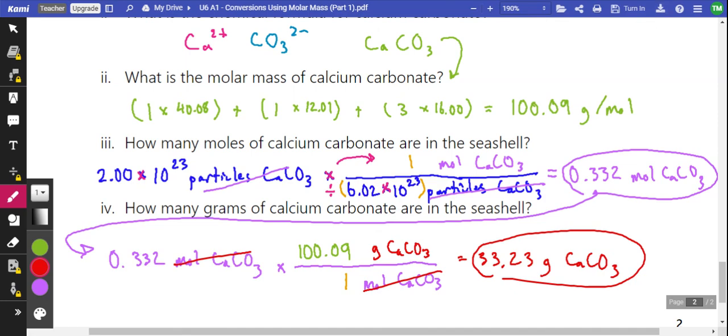Oh, and don't forget to be 1 with moles, and don't forget to use parentheses around your big nasty number, your 6.02 times 10 to the 23rd.